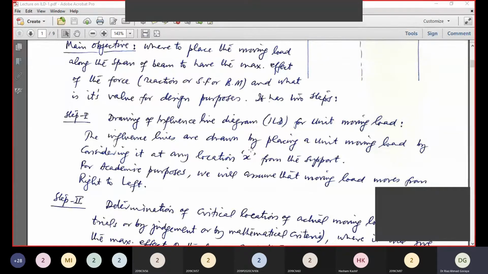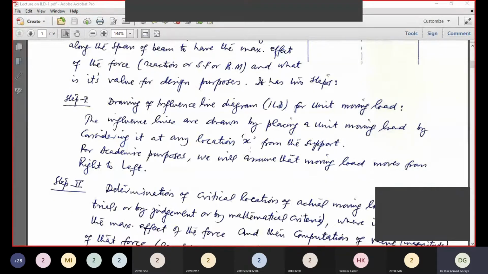However, for academic purposes, we will assume that the moving load moves from right to left. Practically, it can move from any direction to any direction, but for academic purposes, we will assume that the moving load moves from right to left.